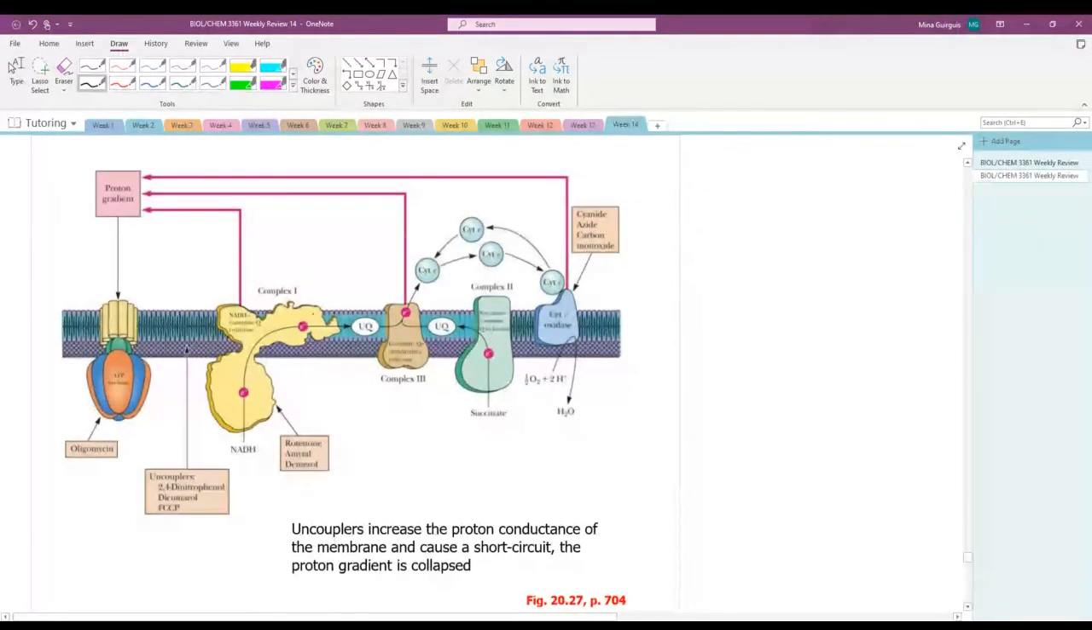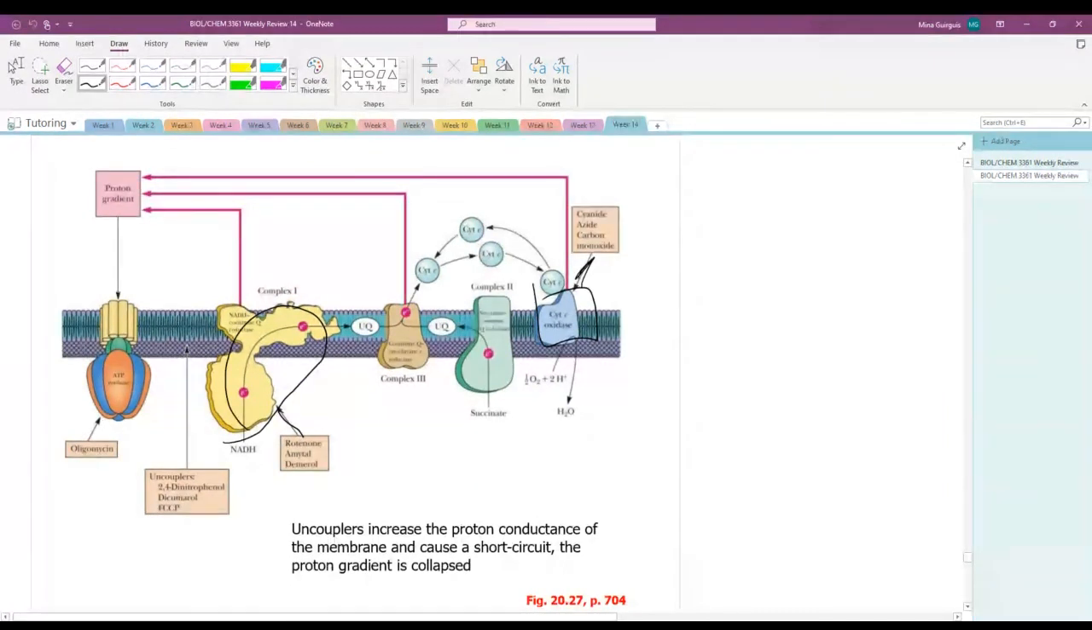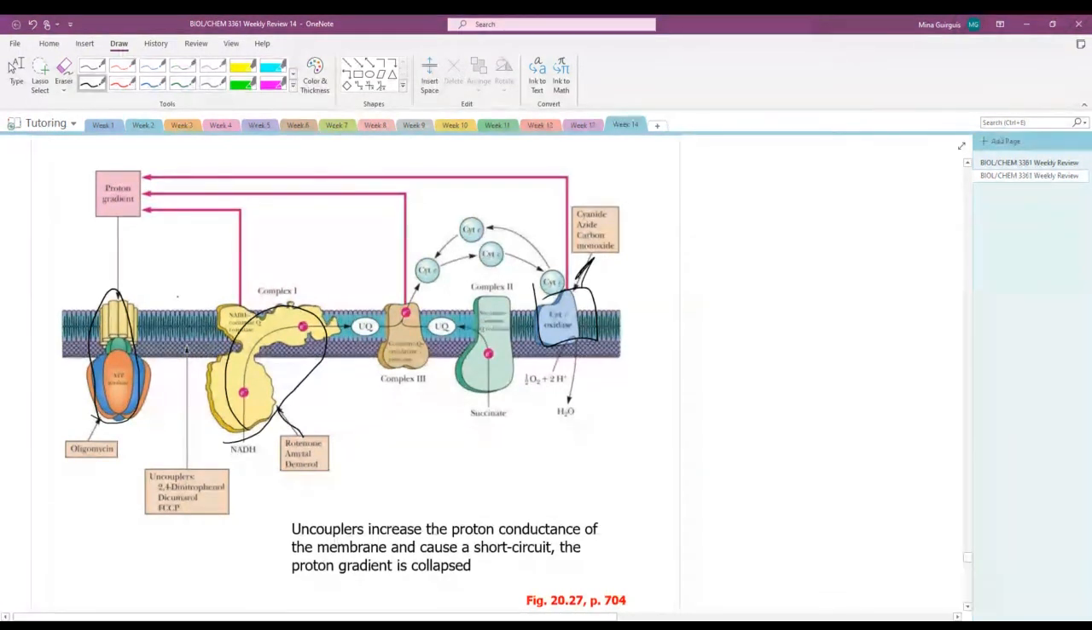So complex 1, these 3 proton uncouplers can ruin its proton pumping. Complex 4 has these guys. Complex 3 doesn't have any, funnily enough. And ATP synthase has oligomycin. And then finally, another way that things could be ruined is if we had another way to get protons out that didn't involve ATP synthase.